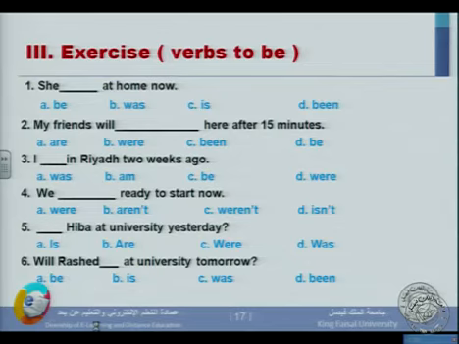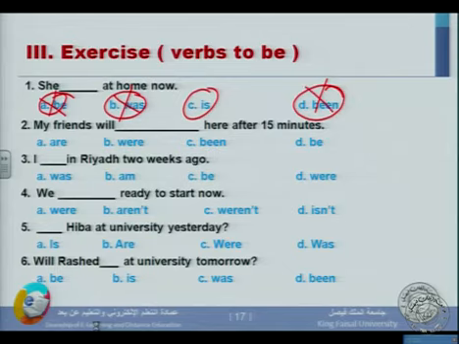She فراغ at home now. She is at home now. لأنه was ماضي وخطأ. be لازم يكون بعد models قبليها models، وبين لازم يكون قبليها has أو have أو had. My friends will be لأنه will هي models. ارجعوا للشارت اللي قبل هذا السلايد حتشوفوا شو هي الإجابة الصحيحة واحفظوهم.